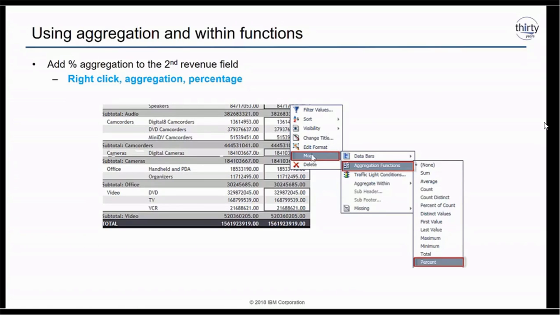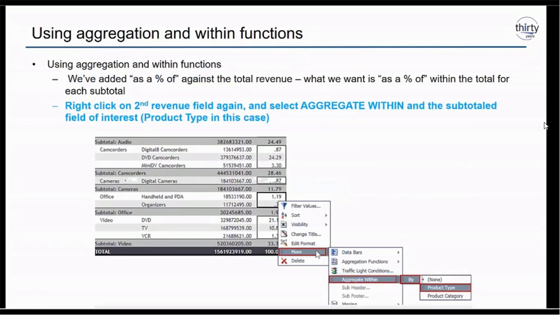Do you want to sort on that? But what we want to do is click on aggregation functions and then specify that we want this to be a percentage field. And then we have one other simple step here.